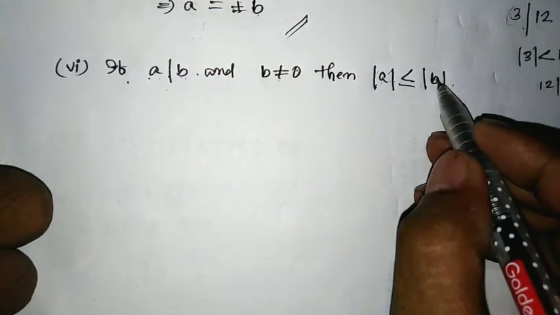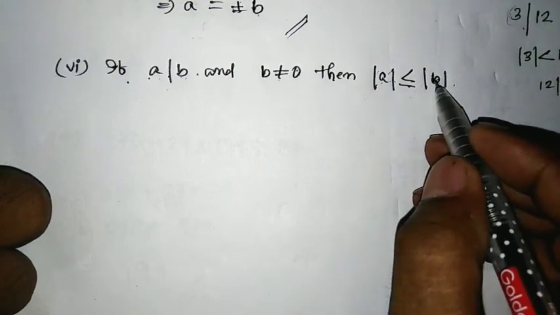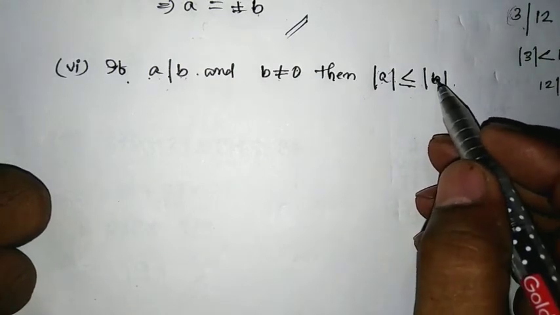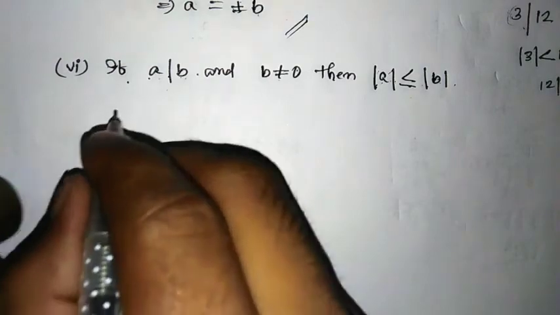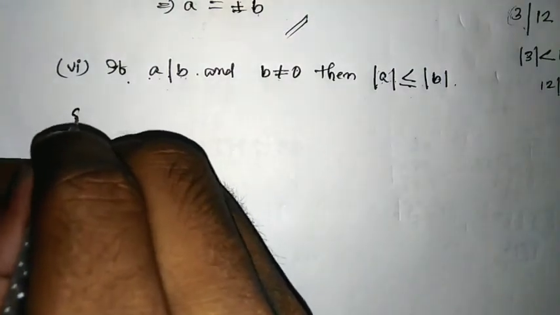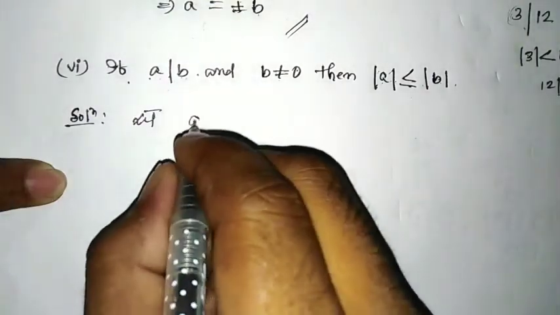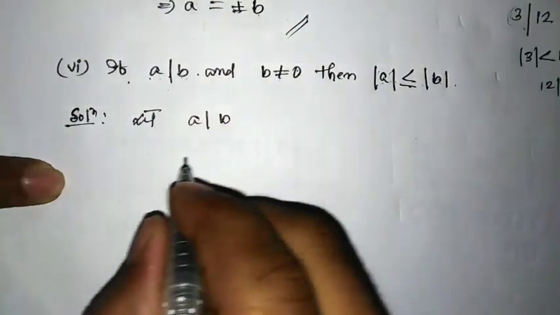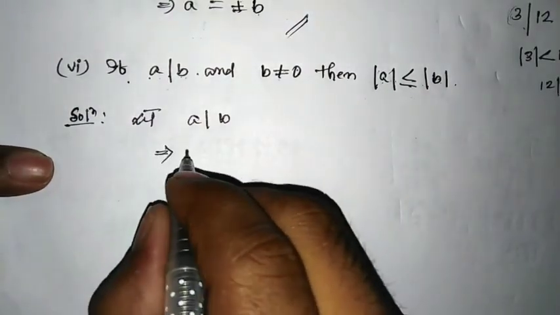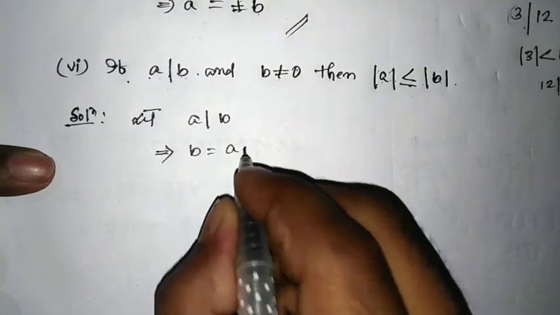So this A is either less than B or equal to B, and the values should be positive. That is modulus of A. That means the positive value of A is either less than the positive value of B or equal to the positive value of B. We have to prove this one.